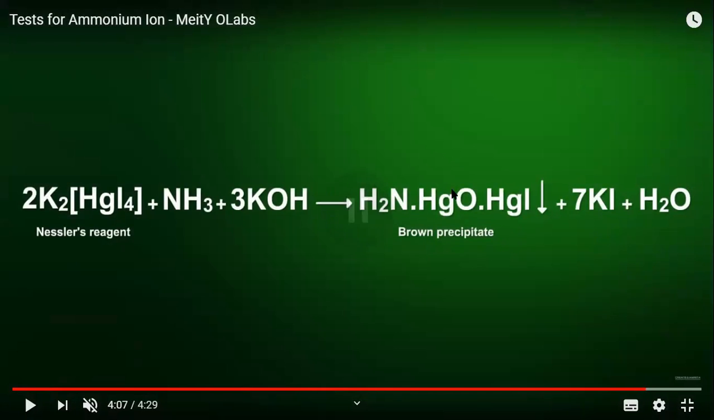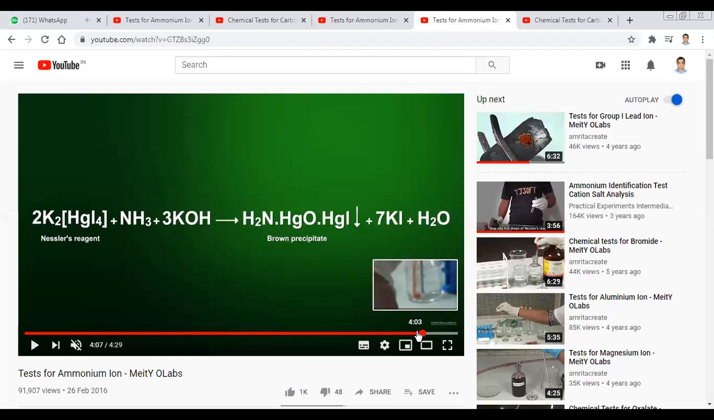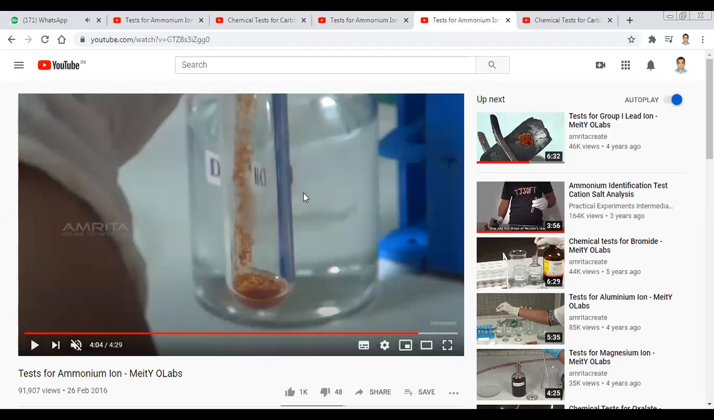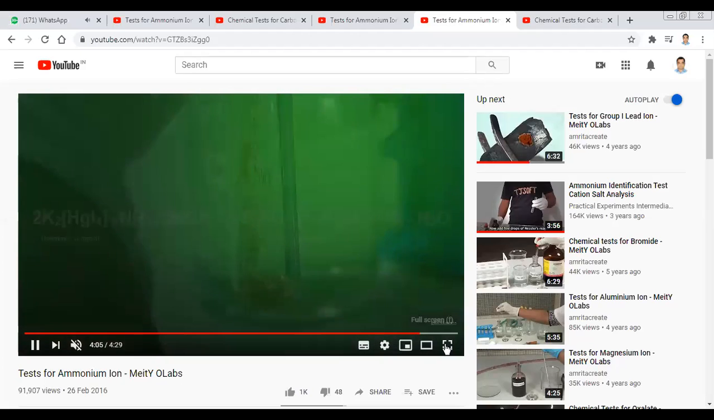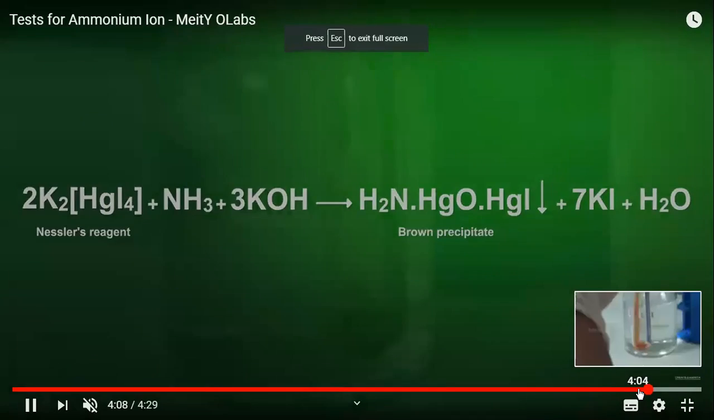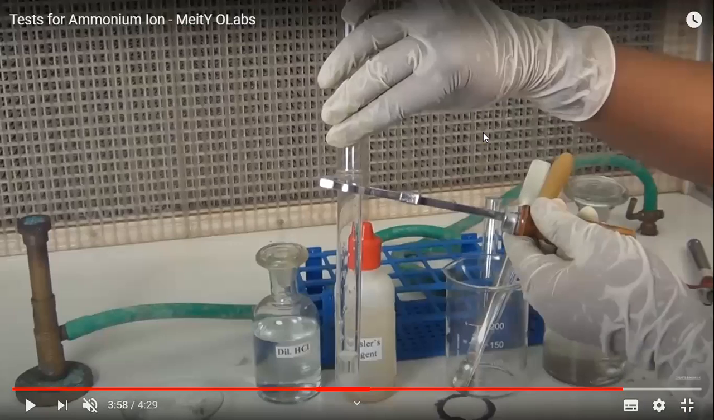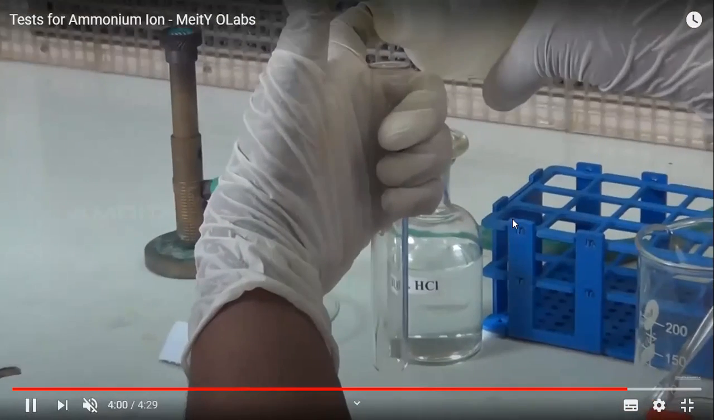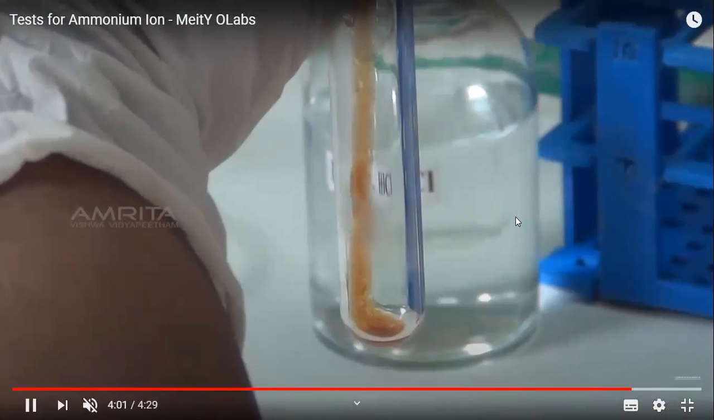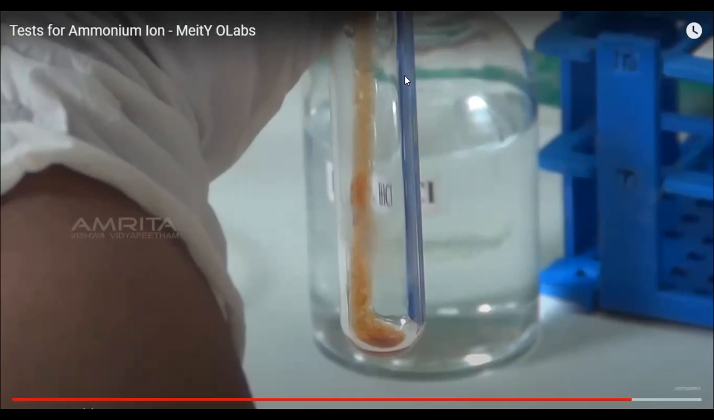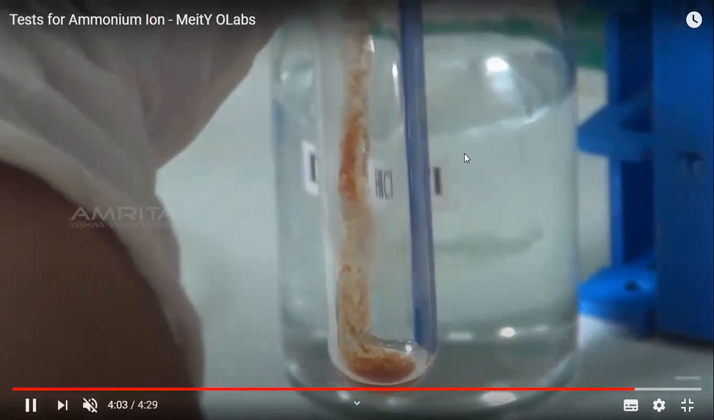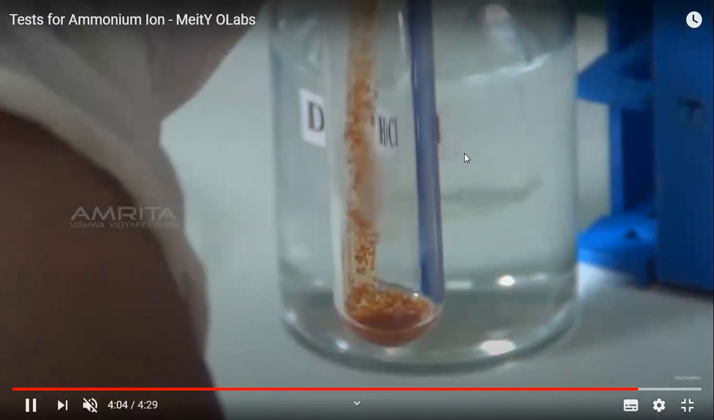When we add the Nessler's reagent, you can see that brown precipitates are produced during this reaction. When we add this Nessler's reagent, we get brown precipitates, my dear students. Let us have a look at it. You can see here that brown precipitates are produced when we add Nessler's reagent. Yes, you can see the brown precipitates are being produced. See, brown precipitates.